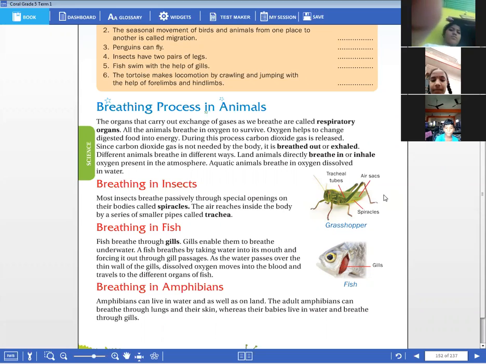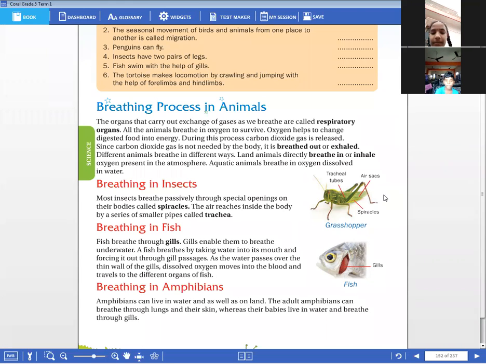I-N-H-A-L-E, inhale. E-X-H-A-L-E, exhale. Okay, we directly take the oxygen, whatever the gas is available, we directly breathe in and breathe out. But what about aquatic animals? Aquatic is nothing but, children, animals, where aqua means water. The meaning of aqua is water. Aquatic animals means animals which live in or are related to water.